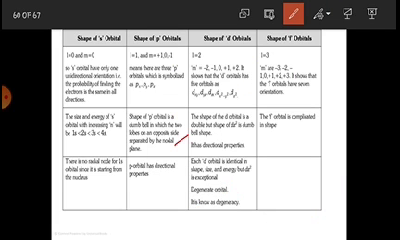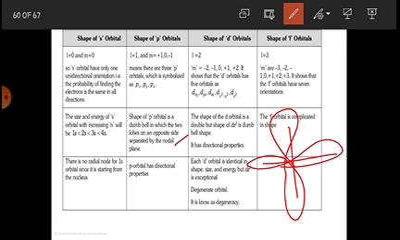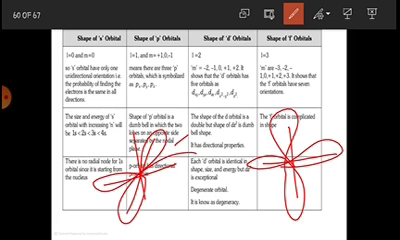Now, the shape of the d orbital is a dumbbell, but the shape of dz square is double dumbbell. It has directional property. So the shape of the d orbitals is double dumbbell. It is called a double dumbbell. For example, dxy, it is like this. So it is double dumbbell like this.